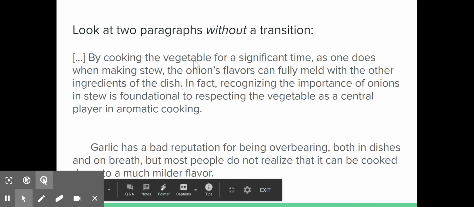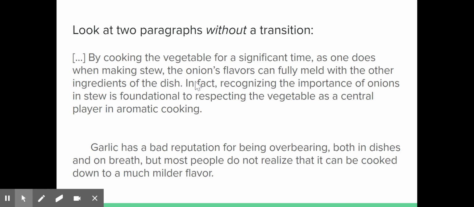Okay, so let's just take a look at the very end. This is the same paragraph that I used from the embedding evidence example. In fact, recognizing the importance of onions in stew is foundational to respecting the vegetable as a central player in aromatic cooking. Okay, this is a good concluding sentence, right? It's brought in the whole idea. It's connecting it back to my thesis, wherever that is.